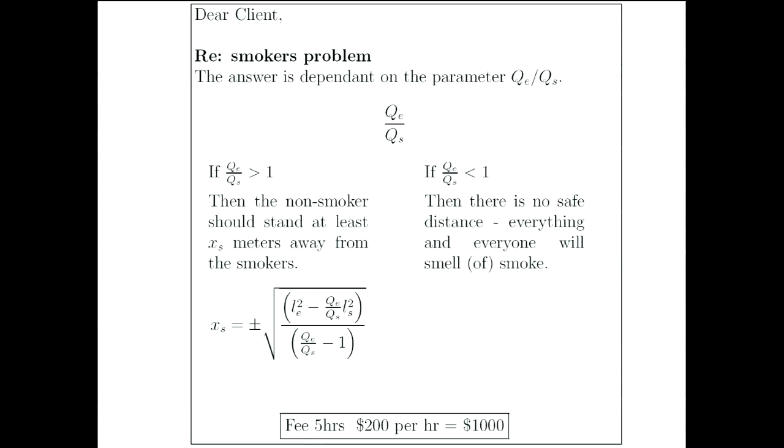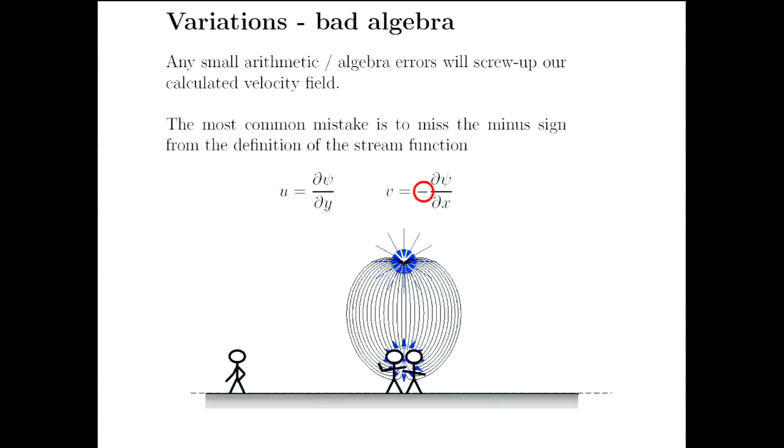Right, so everyone's good. Everyone understands the smoker's problem. It's quite a popular question, I would say. Okay, so I'm going to show you some variations of the smoker's problem. One very common mistake is that you forget your negative when you're calculating the velocity, the v velocity. So please don't forget to include it.